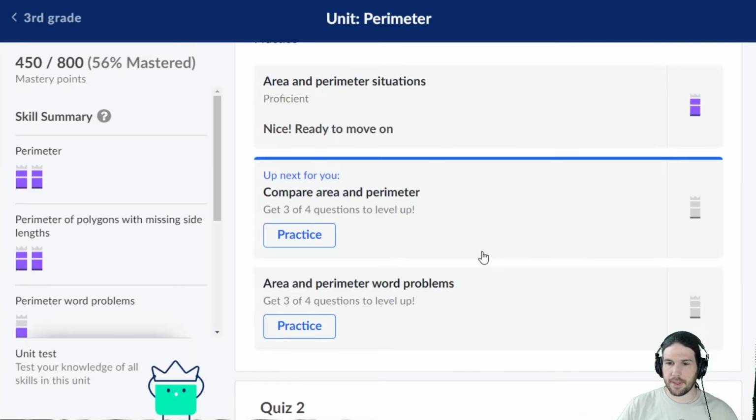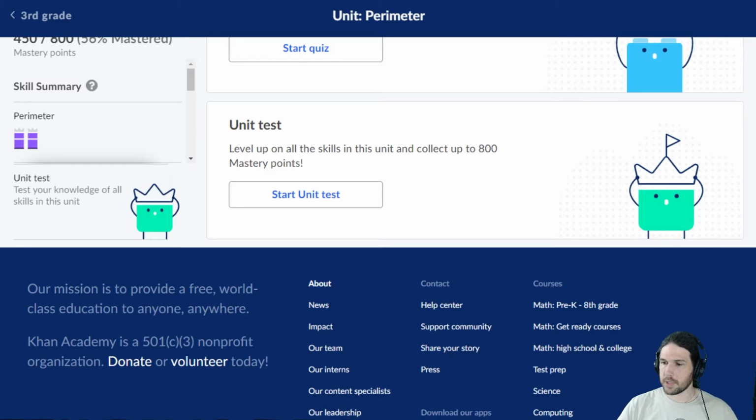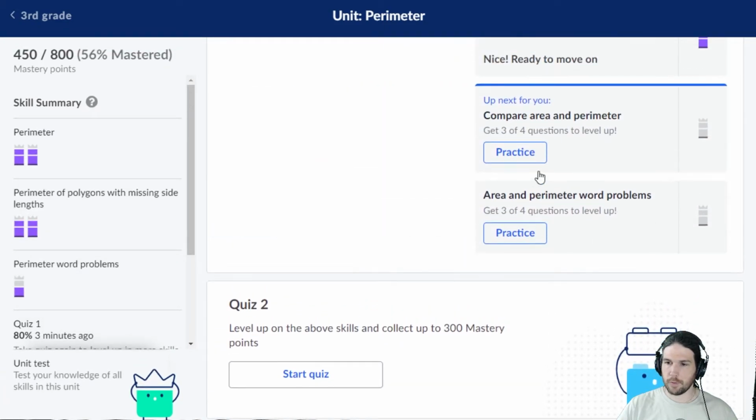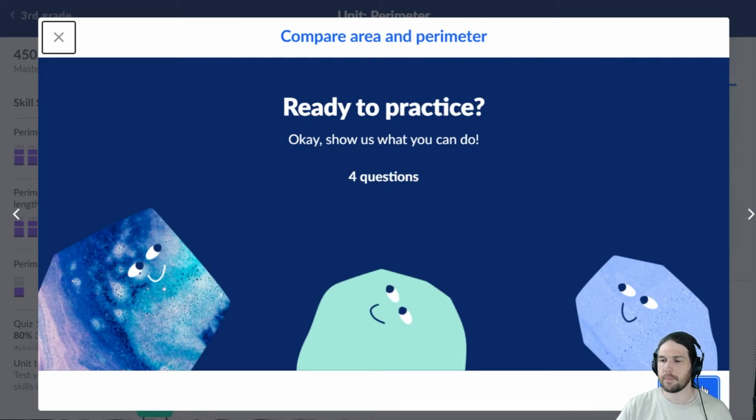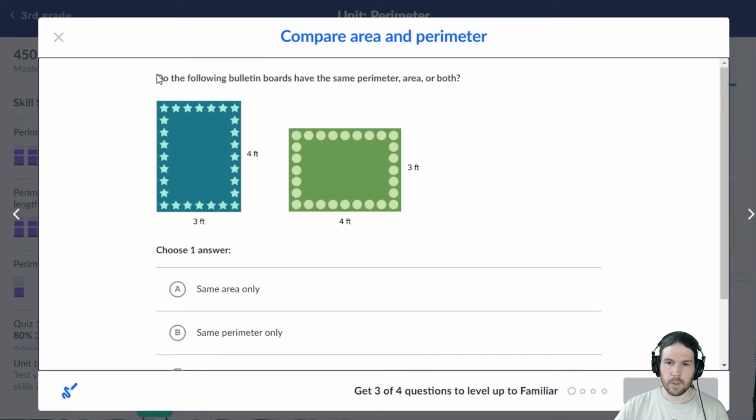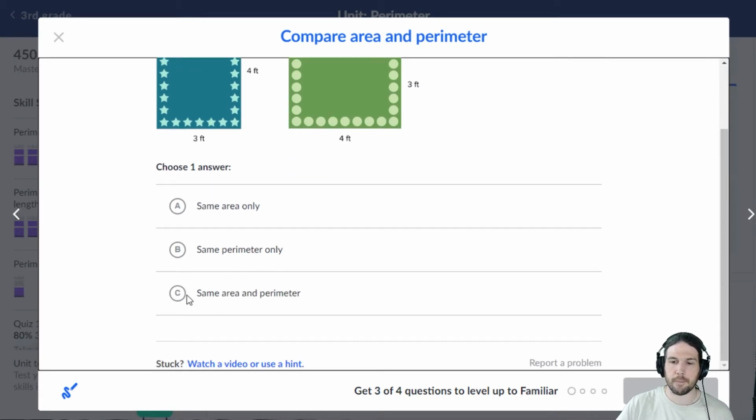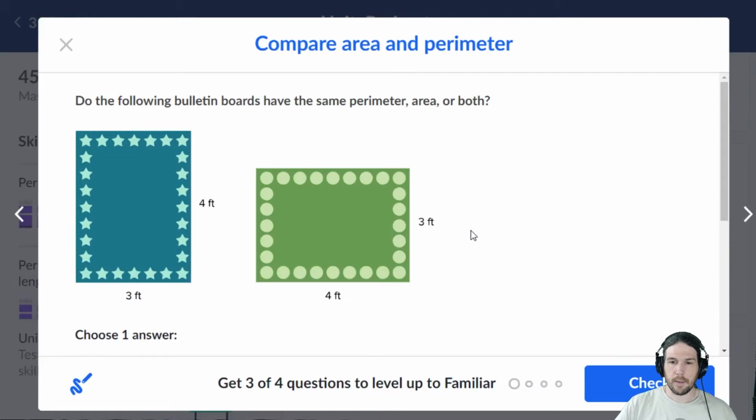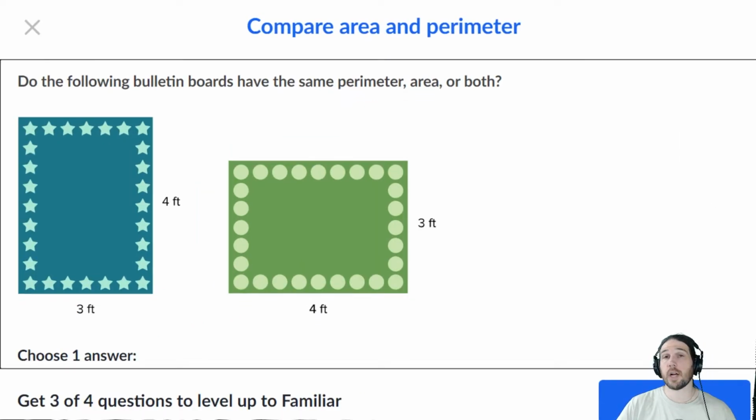And that is that. Oh, we're almost done with this unit. We're going to go ahead and move on to compare area and perimeter. Do the following bulletin boards have the same area, the same perimeter, or both? In this case, they have both. And I can tell because, and there are lots of good reasons, but to me, it's just flopped over, right? The green one is just the blue one flopped over on its side. They are the same rectangle, so they have the same area and the same perimeter.